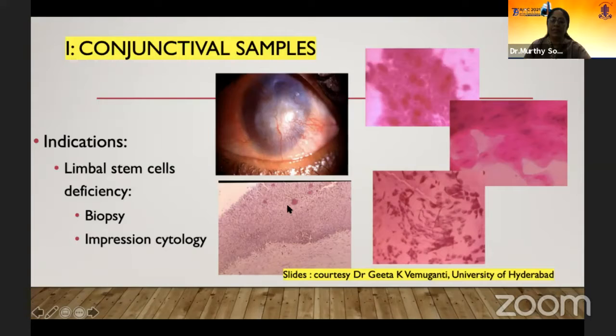But you can also take imprints or impression cytology from this area. In the earlier days, when we were recognizing limbal stem cell deficiency, we used to have criteria of impression cytology features, which would show squamous kind of cells on the imprint and also some goblet cells on the corneal surface. So that's how we would diagnose a case of limbal stem cell deficiency.